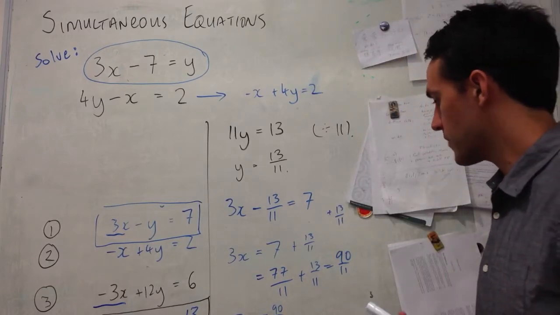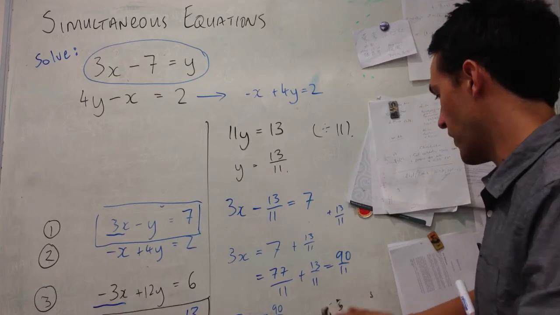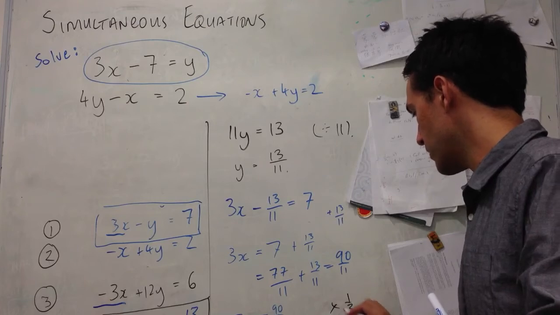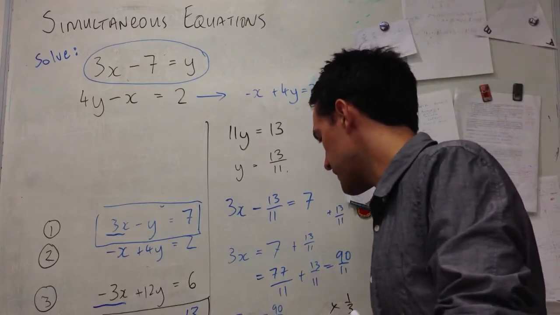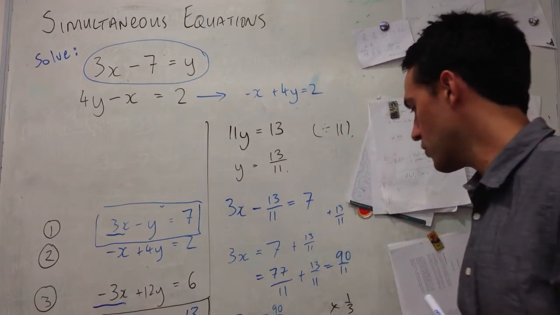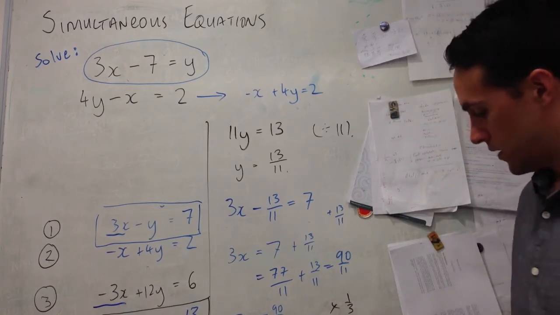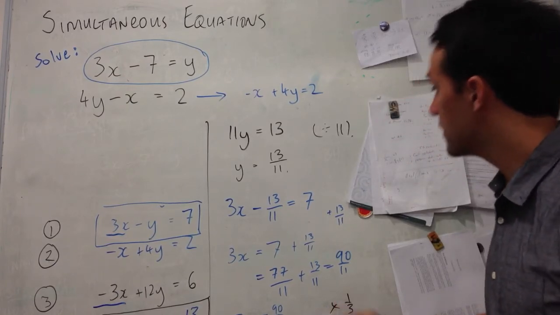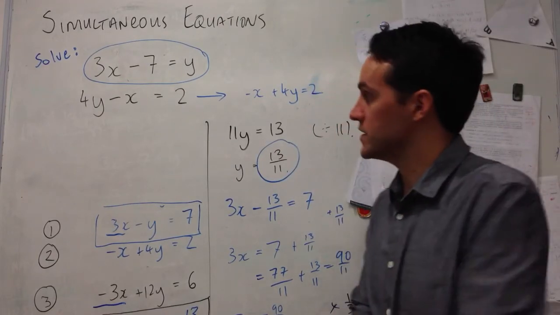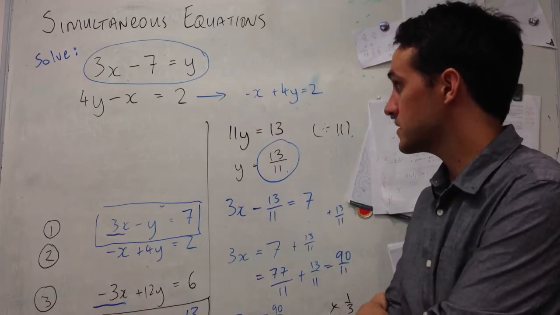And as my last step, I can divide both sides by 3 or multiply both sides by a third. Since I'm dealing with fractions, I might think of it that way. So multiply both sides by a third. And then I'll get x equals 90 on 33, or 30 on 11. Okay, so this is my x, and this is my y. Two fractions here, not nice whole numbers, but that doesn't matter. We still do everything in the same way, just dealing with different fractions, etc.